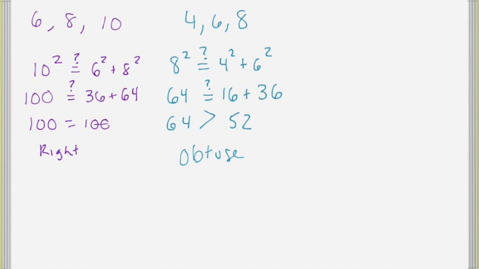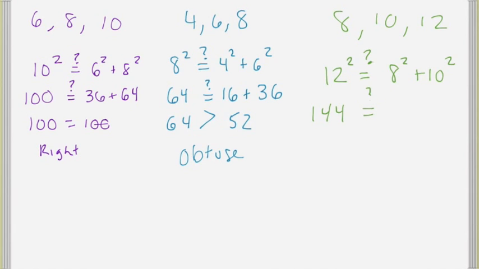Another example. Eight, 10, 12. The biggest one needs to be the one that's by itself, not necessarily the last number, the biggest number. We're going to test that against the other two. 12 squared is 144. 64 and 100.